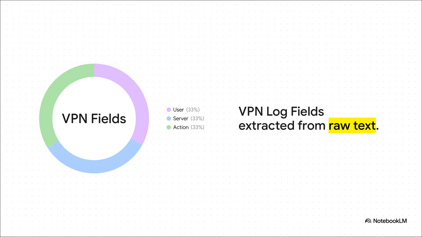Let's jump back to those VPN logs for a second. If you look closely at the raw text, there are 3 distinct, incredibly valuable pieces of information trapped inside every single line: the user who connected, the server they connected to, and the action they actually took. Right now, Splunk just sees a dumb block of text. We need to isolate these 3 fields so we can actually build out dashboards and run alerts based on them.